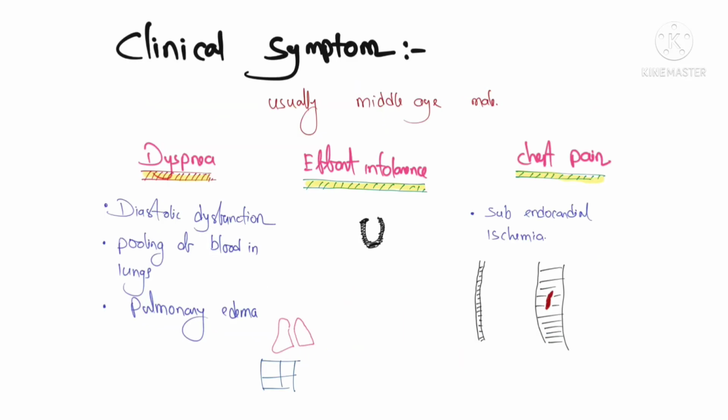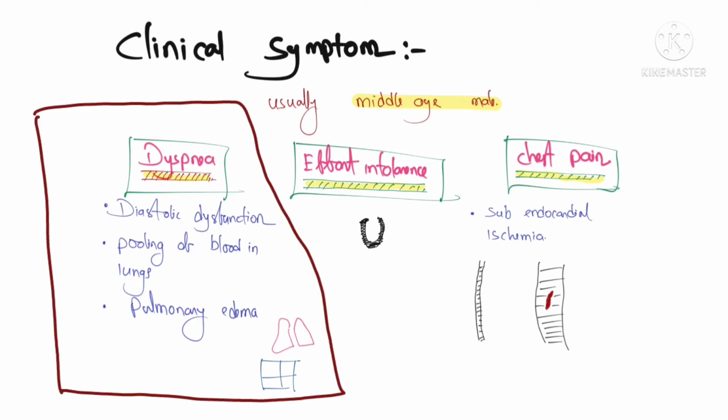In the clinical scenario, the patient is usually a middle-aged male, and they come to us with a complaint of dyspnea, then effort intolerance, then chest pain. The first symptom, dyspnea, is mostly because of pulmonary edema. This pulmonary edema develops due to, first of all, diastolic dysfunction.